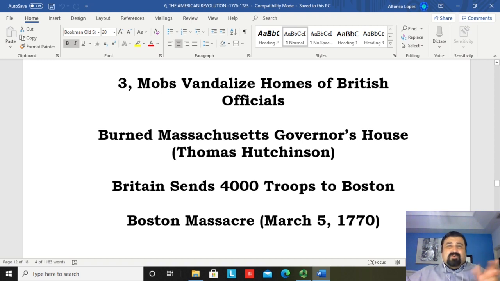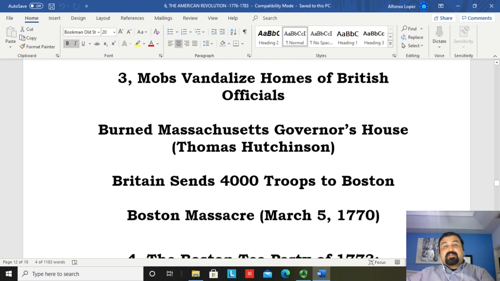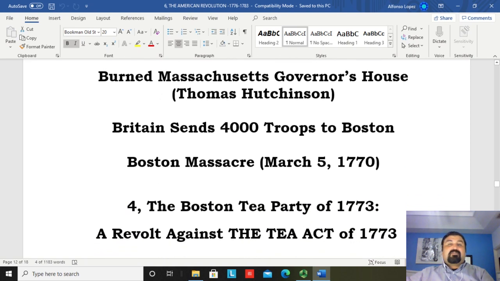So even the governor, of course, had to call for help. He sent a delegation to Great Britain to request protection, because the lives, the physical integrity of government officials was at stake now. So, of course, Great Britain had to send aid, and they're going to send about 4,000 troops to Boston, to physically protect the officials there, the governor, to protect the tax collectors and all the others, of course.